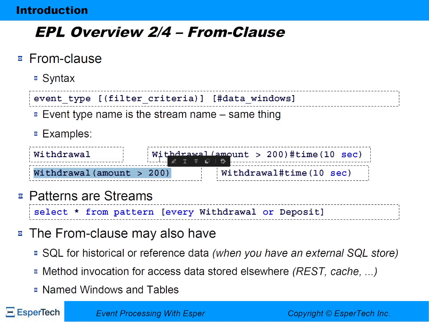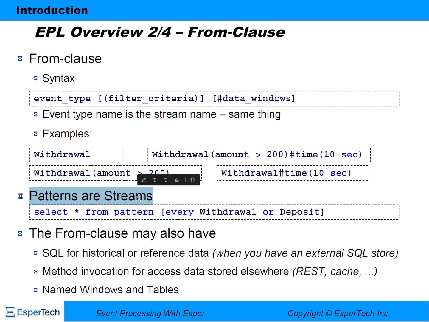For instance, say withdrawal with amount greater 200, considering the last 10 seconds of withdrawal events that have an amount greater 200. The time 10 seconds is for a 10-second time window. So this will consider the last 10 seconds of withdrawal events with an amount greater 200. As you can see, it is not necessary to use data window at all. In fact, don't use a data window unless you need it.